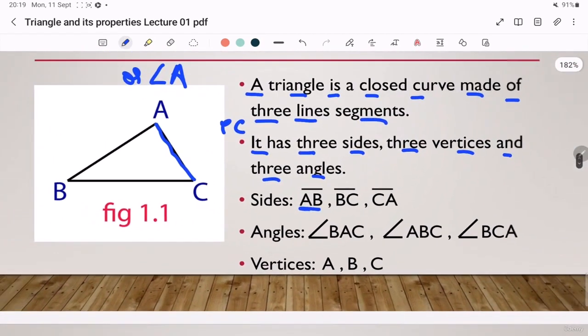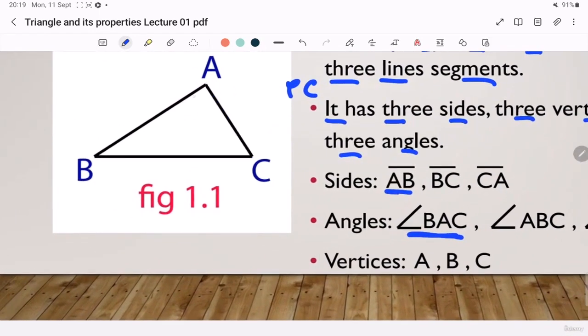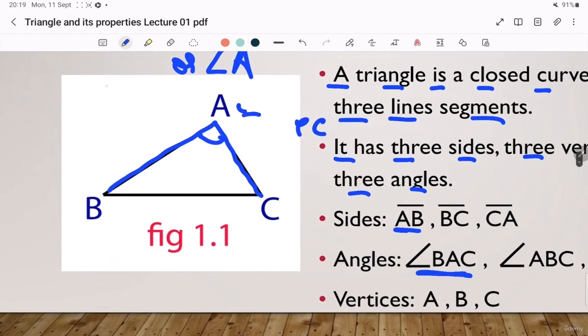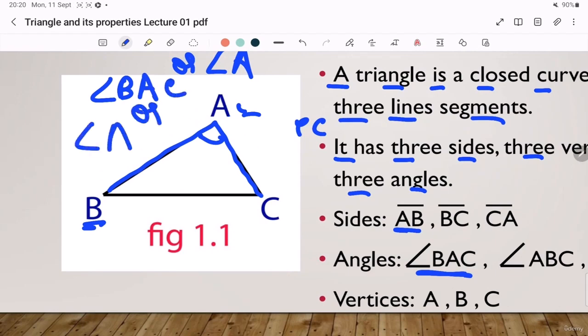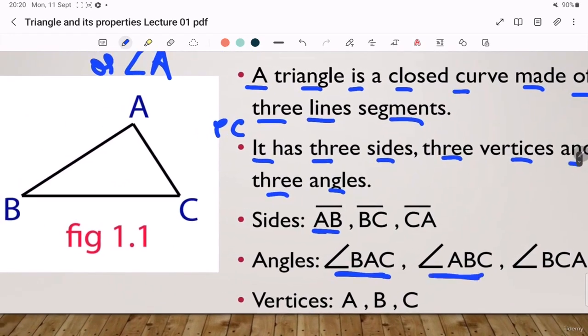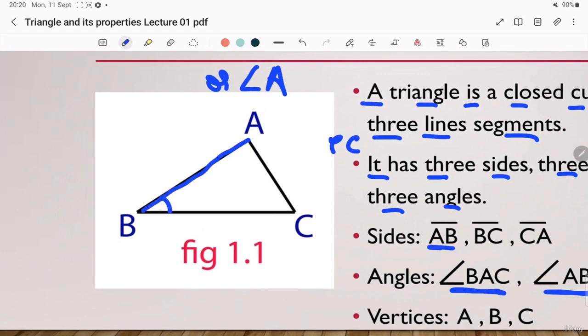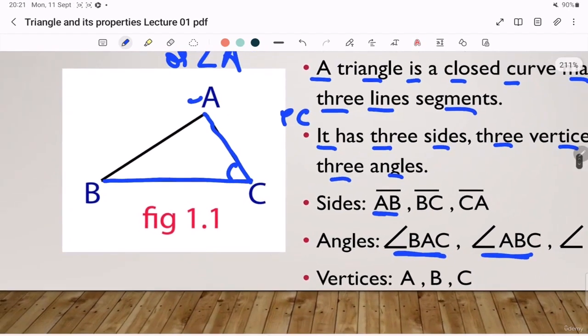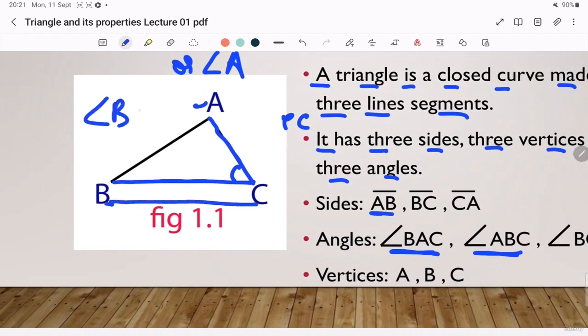Angles are angle BAC. This angle is formed with this line segment and this line segment. So you can say this angle is angle BAC, or you can say angle A. Angle ABC. This angle is made up of this line segment and this line segment. So we can write angle ABC, or you can also write angle B. This angle is made up of this line segment and this line segment. Therefore, this angle is angle BCA, or you can also write angle C.